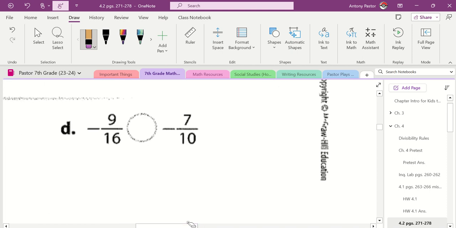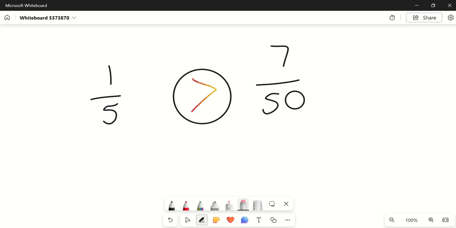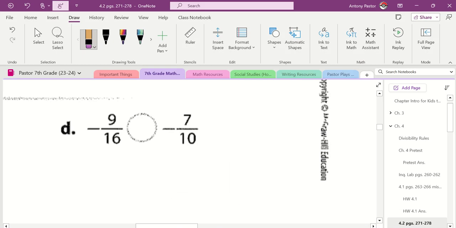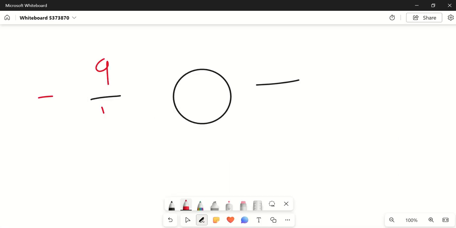D, negative 9 sixteenths or negative 7 tenths. So we have negatives here. Negative 9 over 16 or negative 7 over 10. I cannot make 9 sixteenths have a common denominator of 10. I could divide these both, except 3 does not go into 16, so that's not going to work. So there's no making this any smaller.